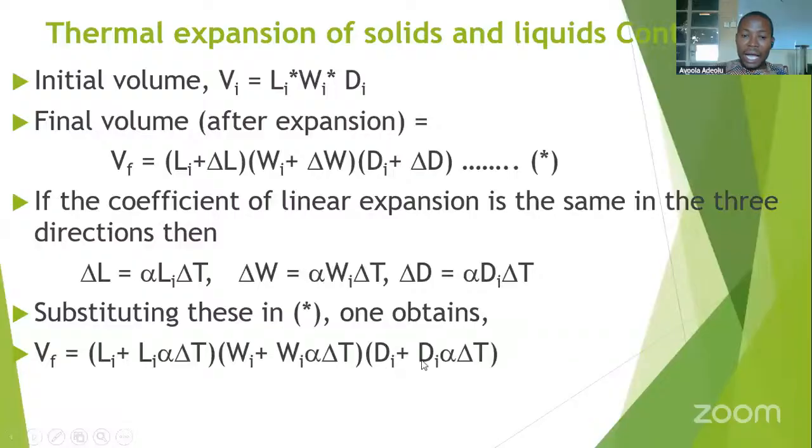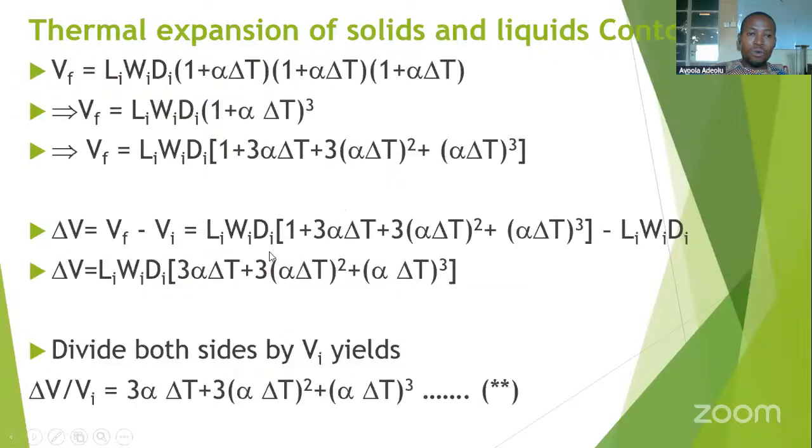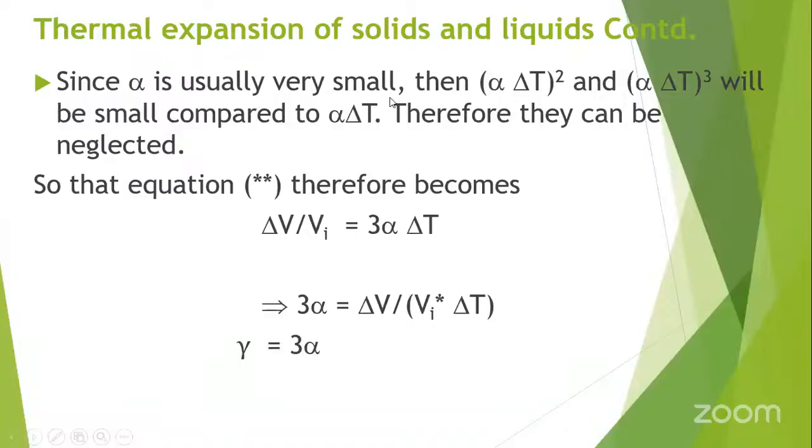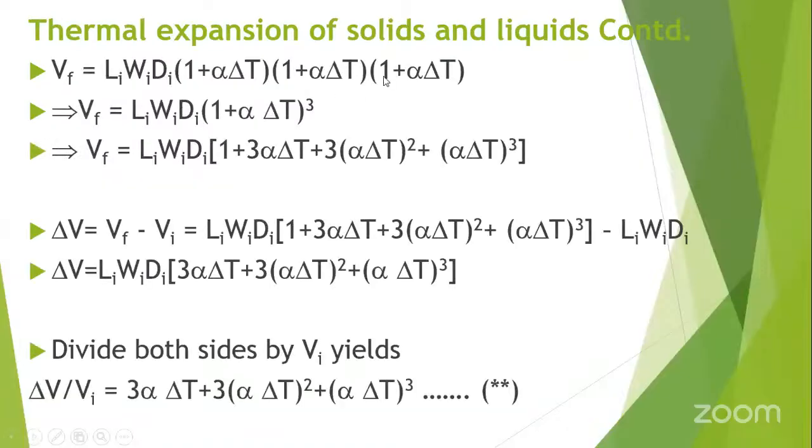Here, DI and DI is common. I factorize LI, WI, DI out. That's why I have this equation I have here.